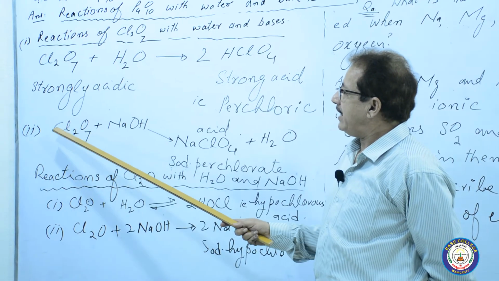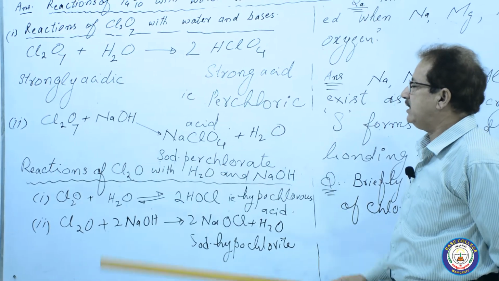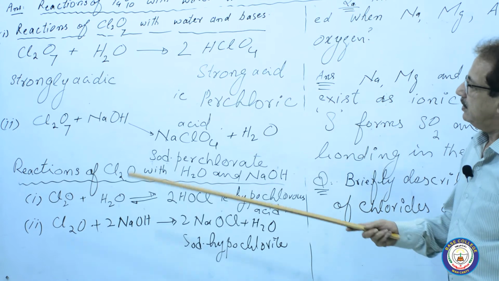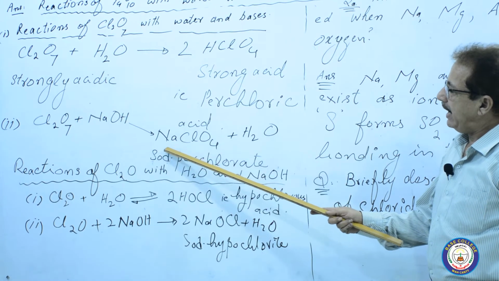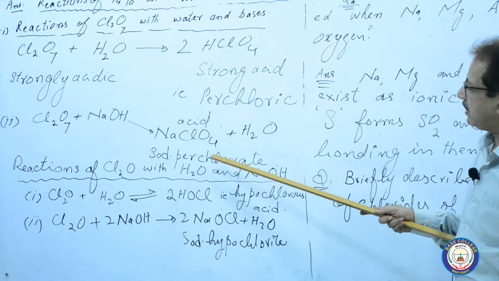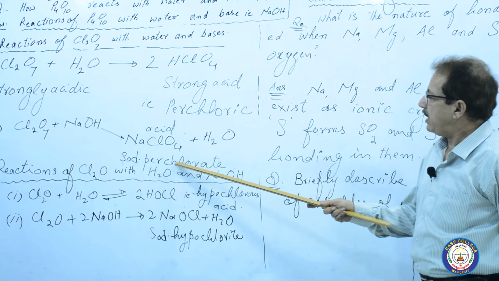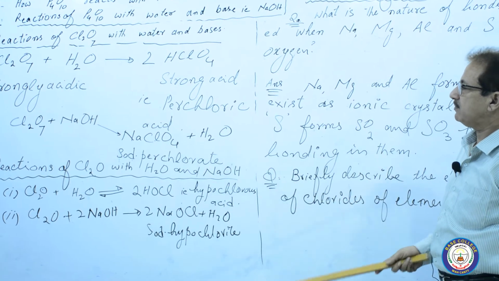Now the second reaction of Cl2O7 is with NaOH, a base. The product is NaClO4, that is sodium perchlorate, that is the salt. Sodium perchlorate along with water.